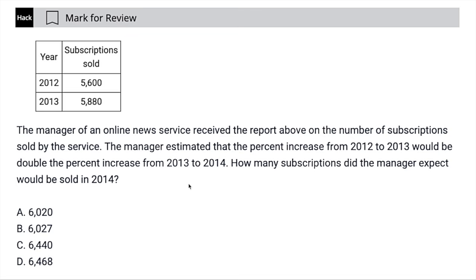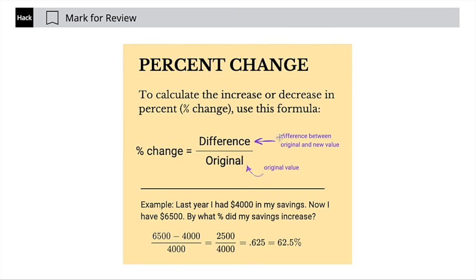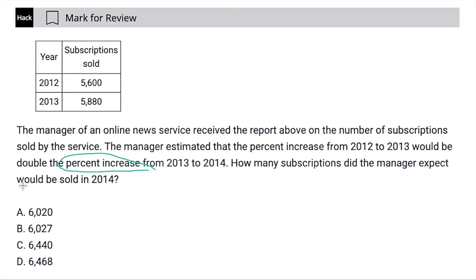And then finally, when you're being asked about percent change, so basically a percent increase, you want to use the percent change formula, which is the difference between your original and new value divided by your original value. Just keep in mind that this is going to give you a decimal, so technically you would also multiply by 100 to get it back to an actual percent. Anyway, it says that the manager estimated that the percent increase from 2012 to 2013, the one that we're seeing here, would be double the increase from 2013 to 2014. So whatever happens after that.